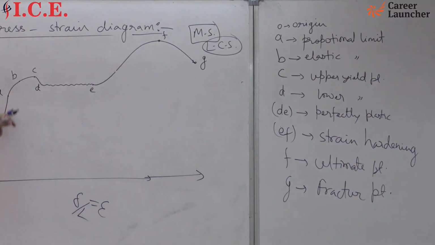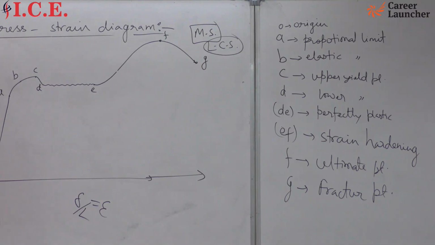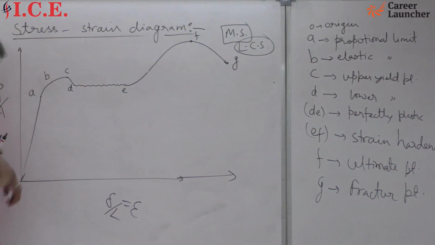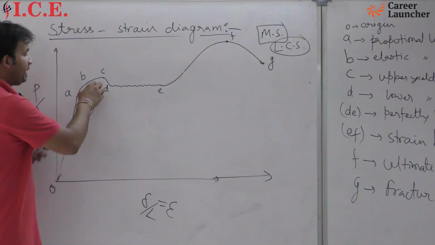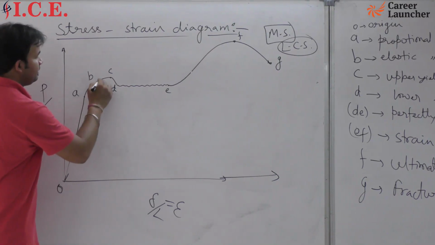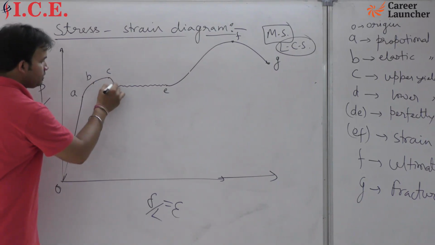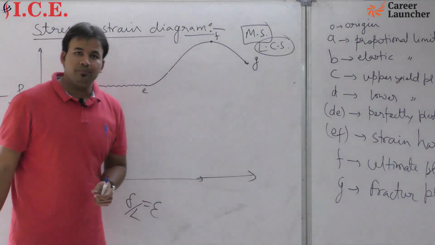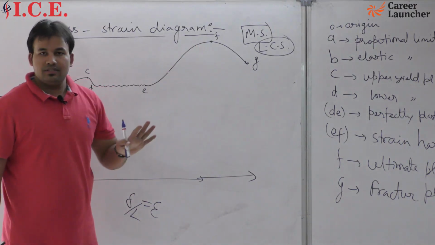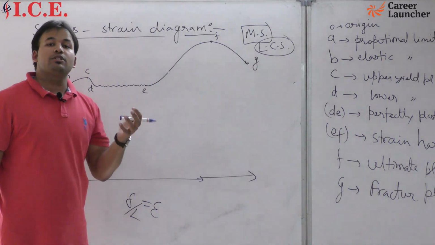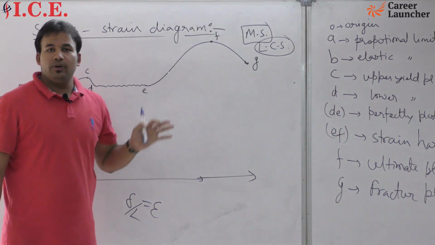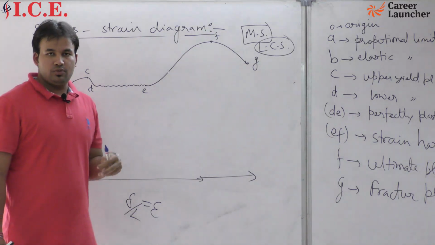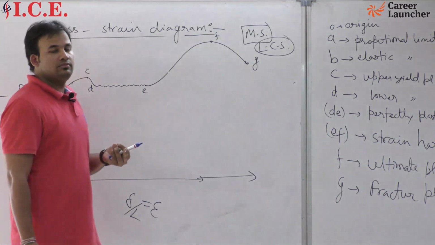O is origin, A proportional limit. From O to A, this is a straight line, okay? And A to B, this is a simple curve. B to C curve, C to D, E, F and G, okay? So now all these points, okay, fine. Now I am going to explain each and every point here, okay? So should we start? Okay, fine.